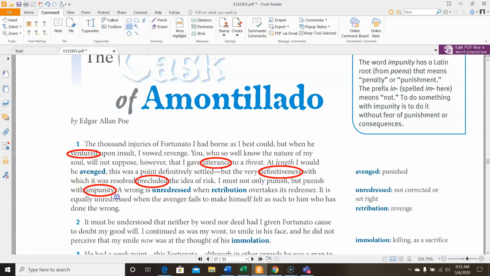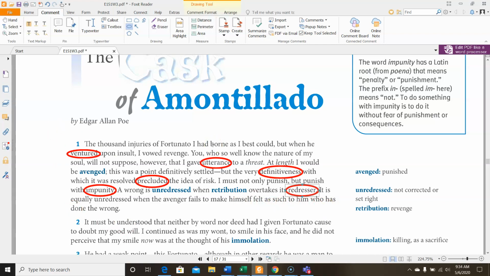Impunity. Unredressed, which is directed over here as not corrected or set right. Retribution, which is another word for revenge. Redresser. So look at how unredressed, redresser, this is related to unredressed. And then it is equally unredressed when the avenger fails to make himself felt as such to him who has done wrong.